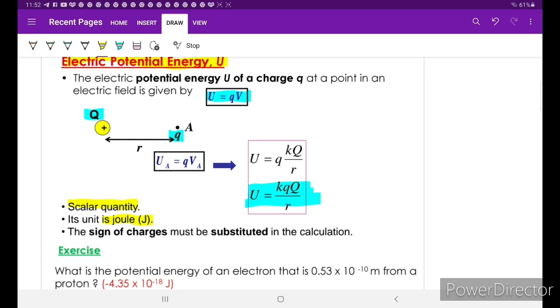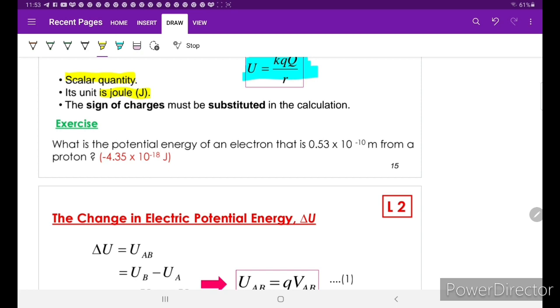Okay, let's say we want to calculate the energy of a charge q at point A. If the charge at point A is a negative charge, or let's say it is an electron, we must put the negative sign. If it's a positive charge, then we add it with a positive sign.